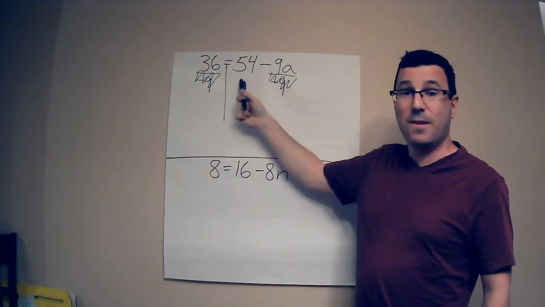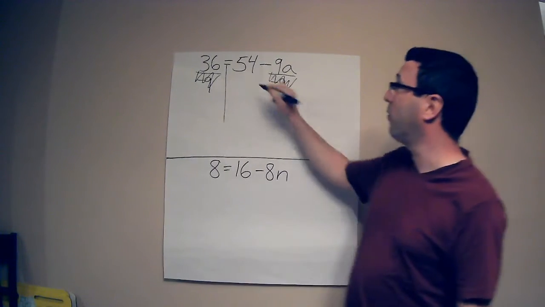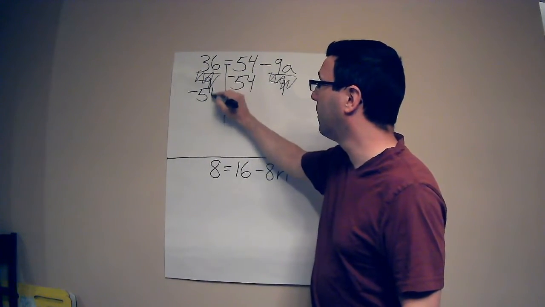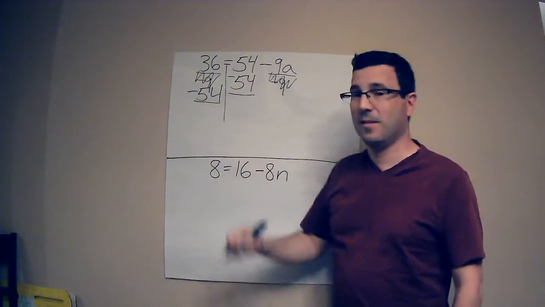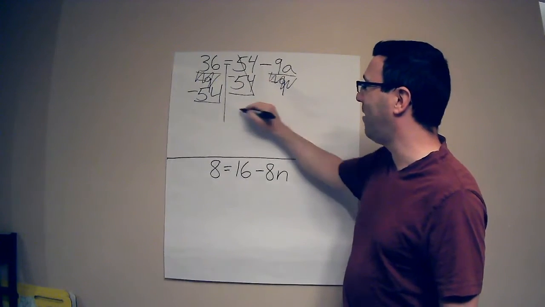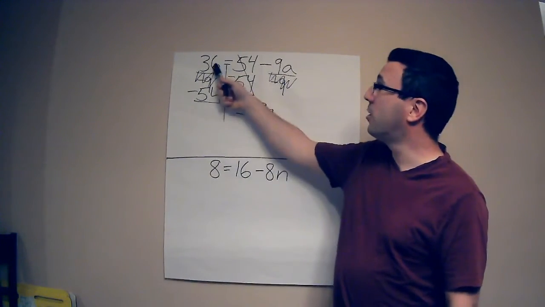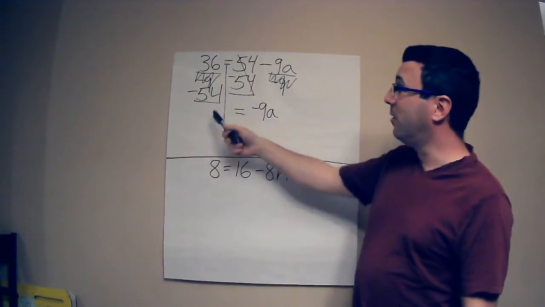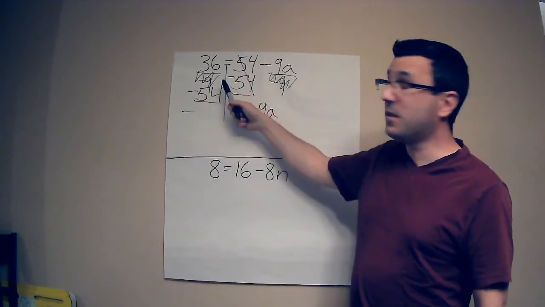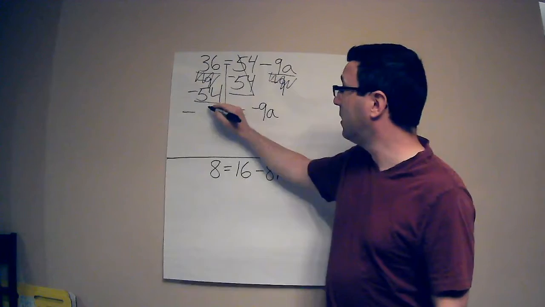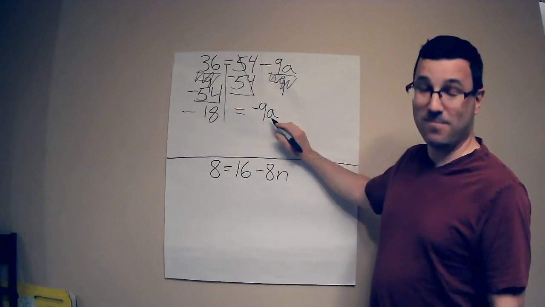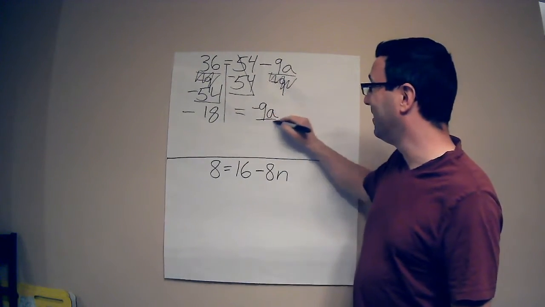I'm adding 54. So I have to subtract 54 from both sides. Alright, so I cross that out. I bring the negative 9a down. 36 minus 54. Well, 54 is bigger, so my answer is going to be negative. And then 54 minus 36 gives us 18. Now, I'm going to divide by negative 9.